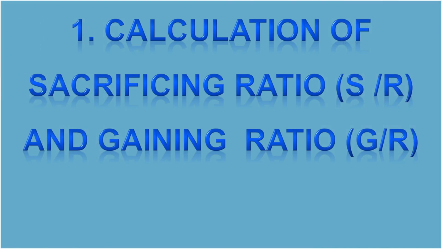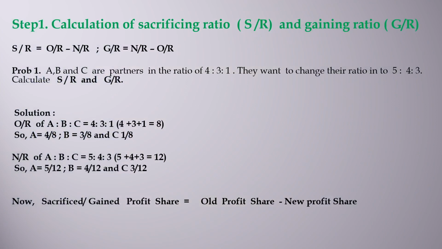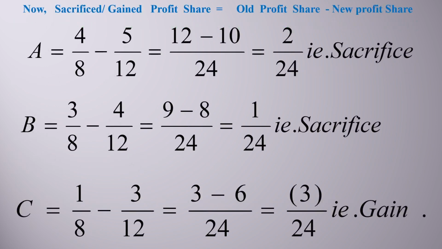We know that SR equals OR minus NR. When it is gaining ratio, then NR minus OR. So that way, that problem was also shown. Considering one problem, how to calculate sacrificing ratio and gaining ratio. This is the numerical problem where sacrificing as well as gaining ratio is shown.